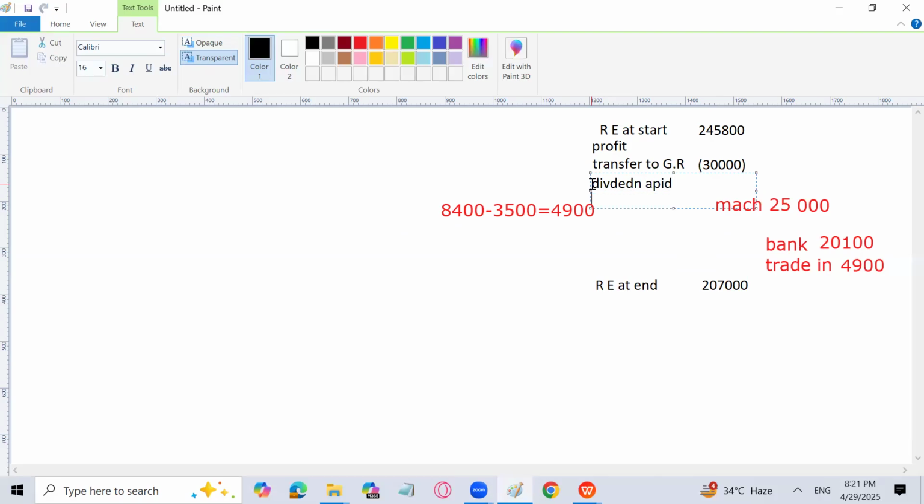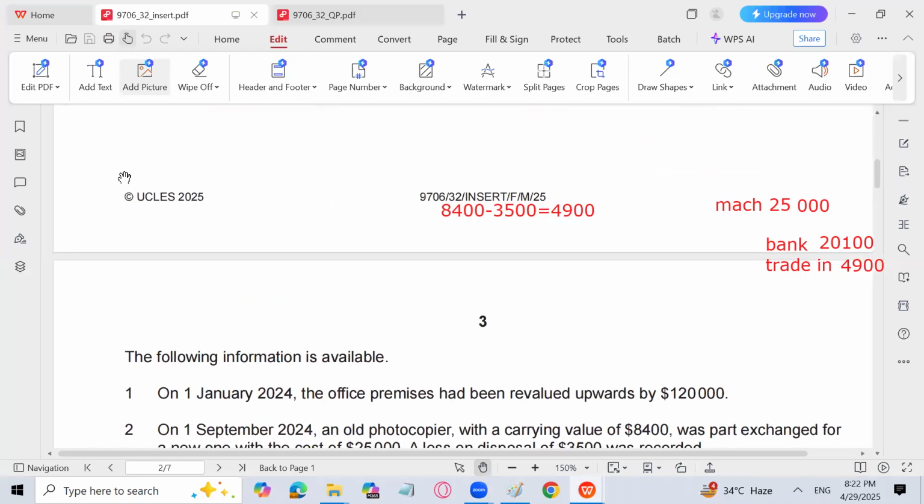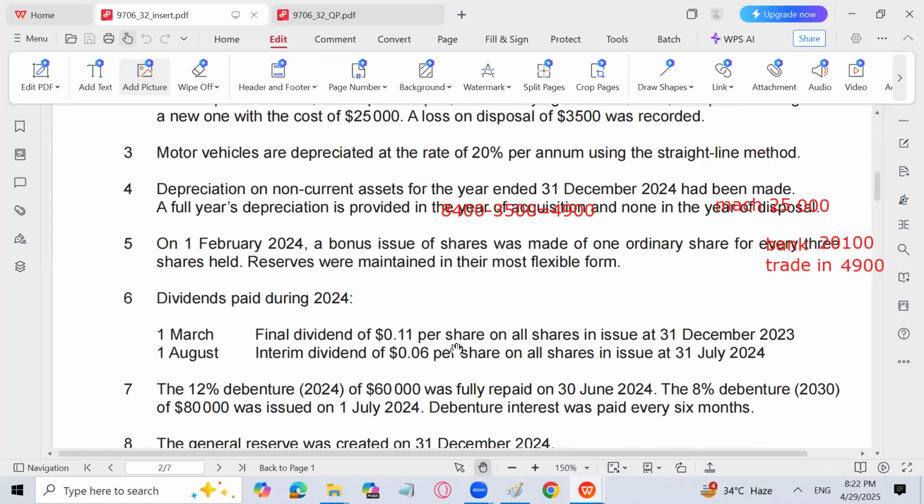Dividend paid, sorry, let me correct it. Final dividend and interim dividend will be paid. Let's see in the question. If you see the final dividend, it is paid on 1st March, 0.11 per share on all shares in issue on 31st December. It means that the final dividend is paid at the rate of 0.11 per share on shares in issue on 31st December.